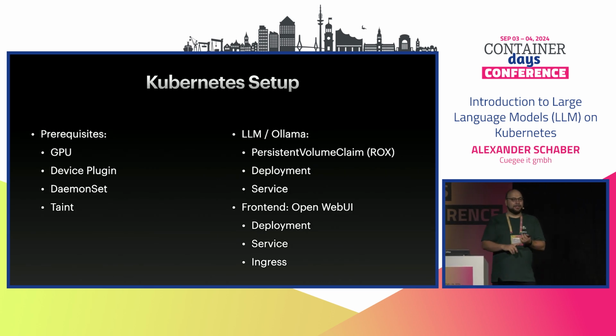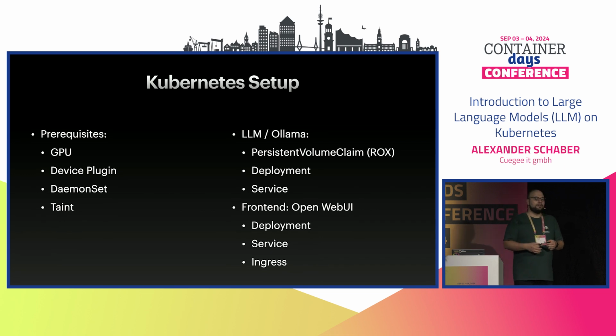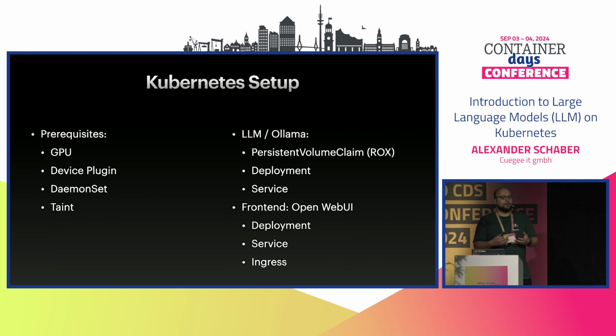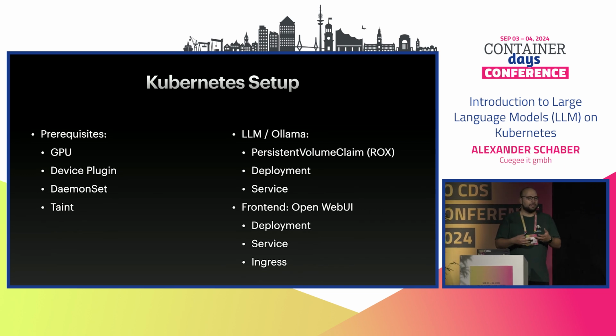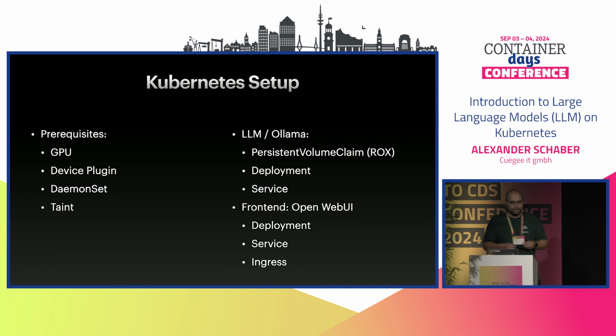So I said you need a GPU, you need a device plugin, and you need a daemon set that enables the device plugin towards Kubernetes. I really recommend that you also put a taint on the nodes that the GPU is attached to, because you want those nodes to only run processes that actually require that GPU. You don't want to fill that node up with something else and then be in a situation where your actual LLM workload does not fit onto that node anymore.